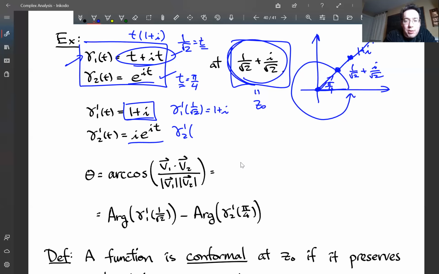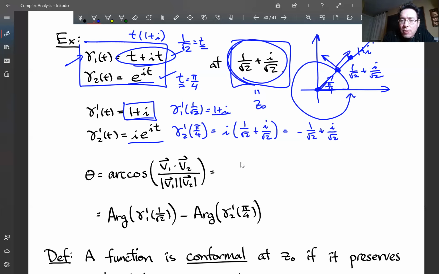Gamma 2 prime evaluated at pi over 4 is going to be i times 1 over root 2 plus i over root 2. So that will be negative 1 over root 2 plus i over root 2. So that curve looks like this. So that tangent vector looks like this, and the tangent vector for the first curve looks like that.